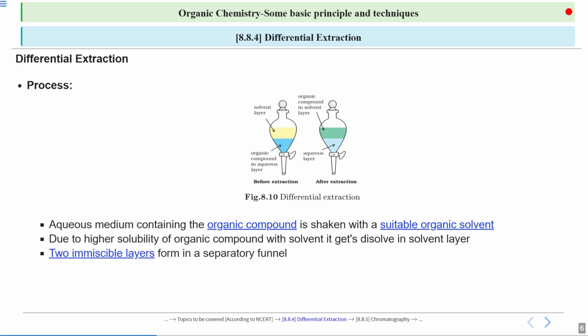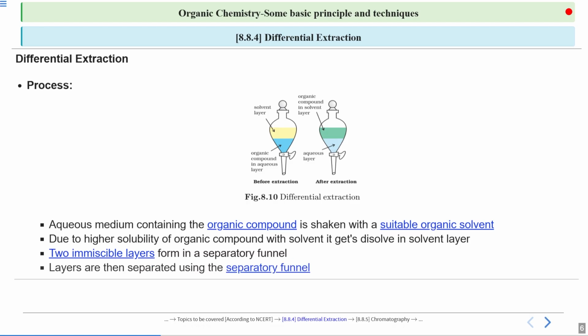After that, you will observe two immiscible layers formed in the separatory funnel. This is known as the separatory funnel. And why are two different immiscible layers formed? Because, remember, we took a solvent which is not soluble in water, so it forms a different layer and sits above the aqueous layer. Now you can see that we have a stopcock here. You will open this stopcock and, drop by drop, you will collect the different layers from the outlet.